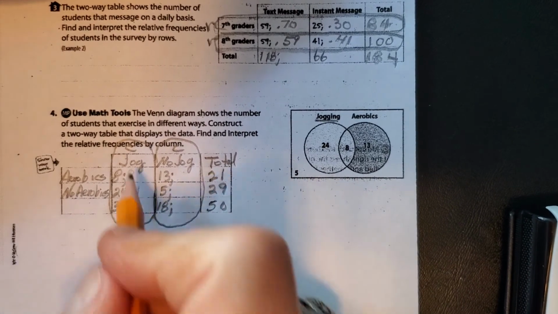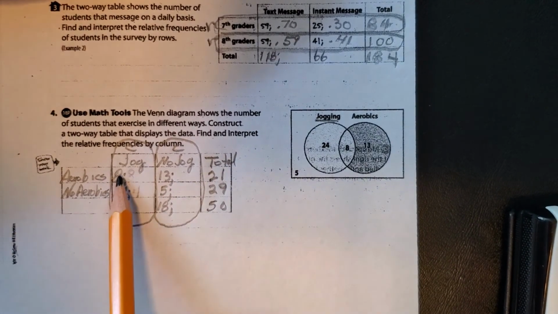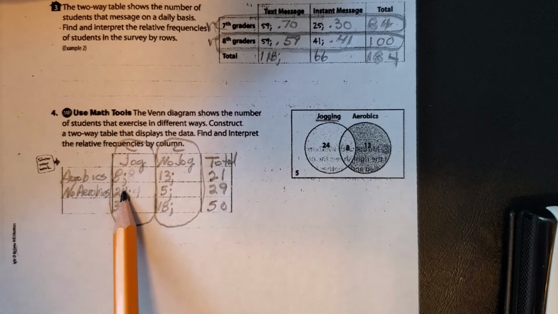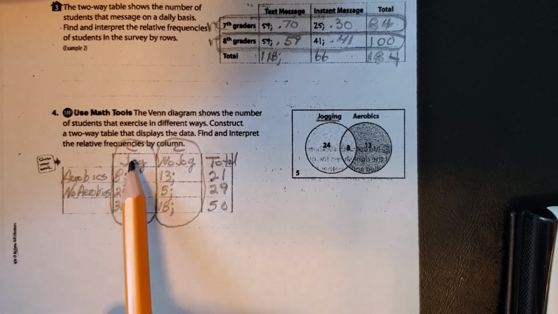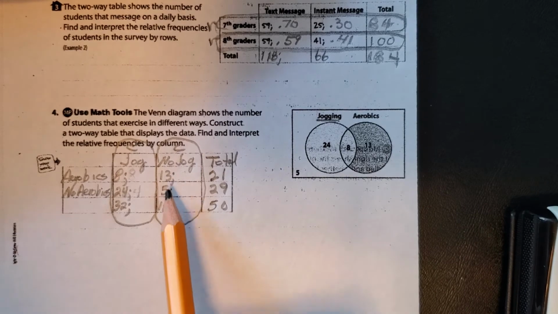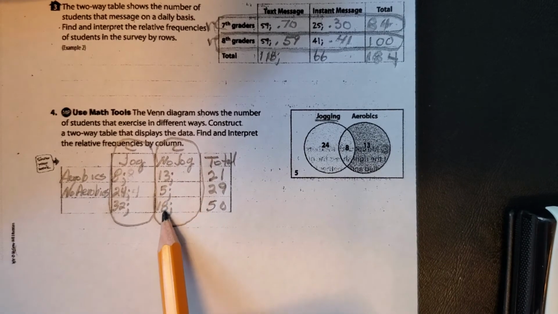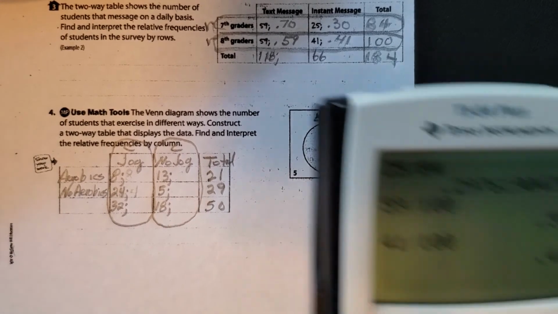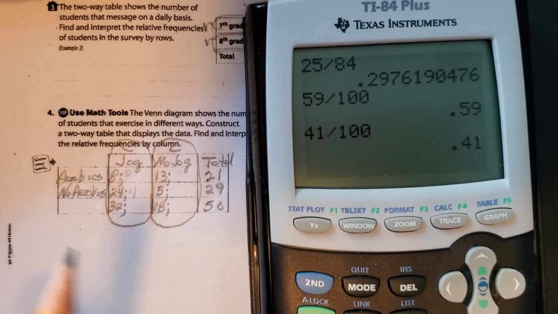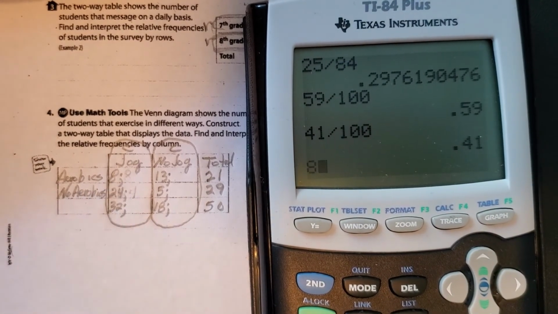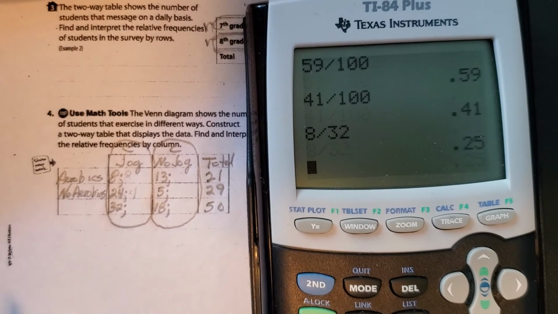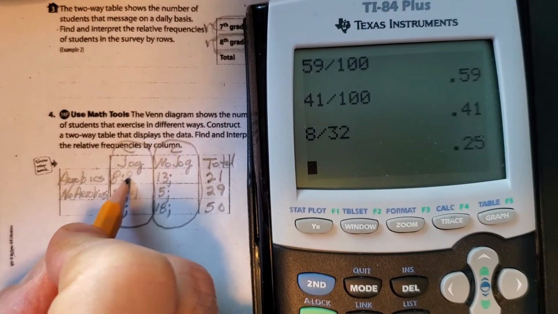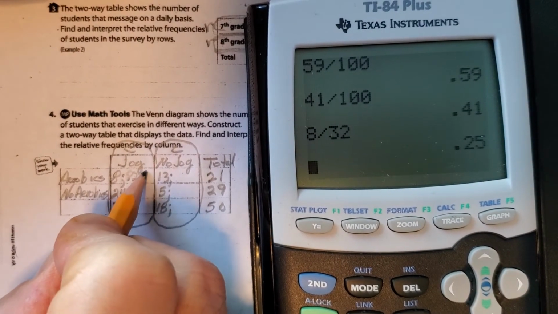Now we're going to do the relative frequencies of the columns. So we're going to go 8 divided by 32, 24 divided by 32. That would be that column. Then we're going to go 13 divided by 18, 5 divided by 18, and that would be that column. So let's do that. So 8 divided by 32 gives you a relative frequency of 0.24 or 25, sorry.